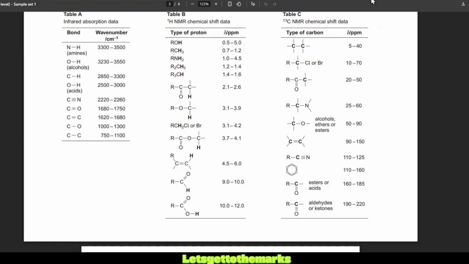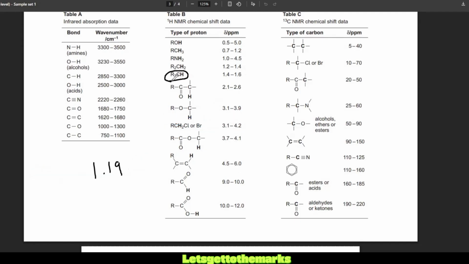Right, I'm going to go through the answer here. You've got to bust out your data sheet and look up 3.65, and you're going to get your first marks on the board by looking up the 3.1 to 3.9 chemical shift. It has to be ROCH. Now, it can't have the chlorine or bromine attached, which is 3.1 to 4.2, because there's no bromine or chlorine in our molecular formula. So always check what's in your molecular formula.